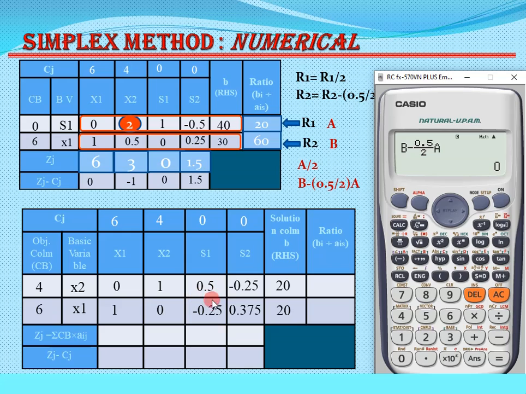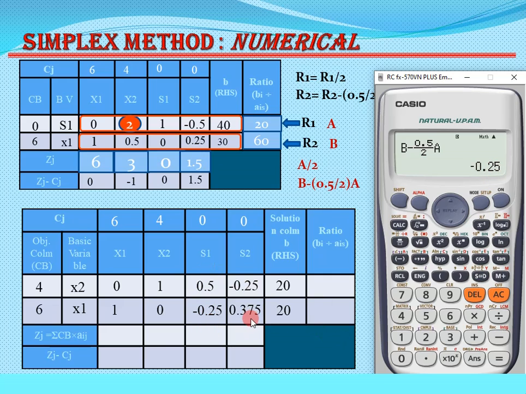Again to get the next column values, press this equal to sign. Now A value is 1 and B value is 0. So by pressing equal to sign we will get A value as 0.5. Again pressing equal to sign we will get B value as minus 0.25. So same values we have obtained here also.